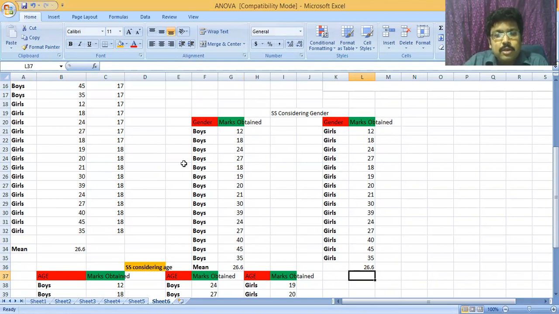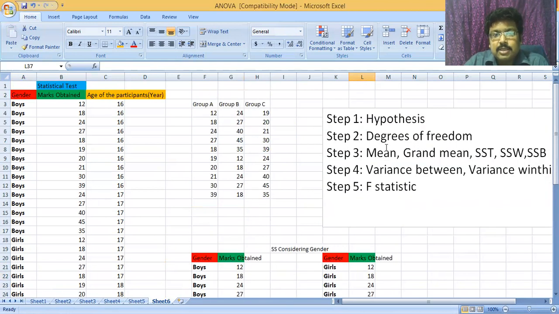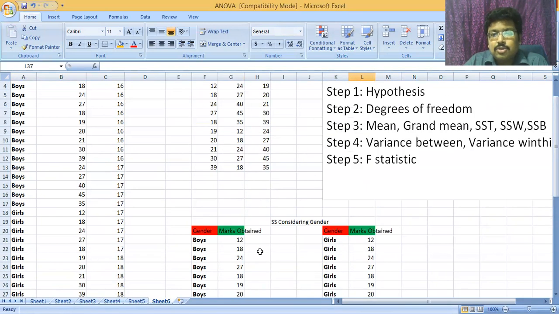Now look at this. So mean and grand mean, and this is the grand mean. Okay. So now look here, the degrees of freedom, mean, grand mean, and SST, the total sum of square, and within, and sum of square between. And here the variance between and variance within, you have to find out.